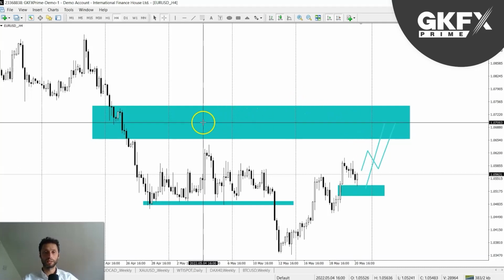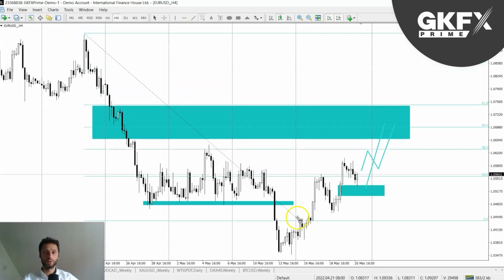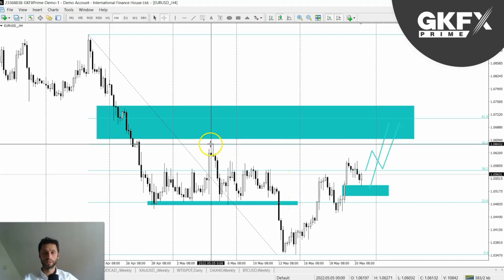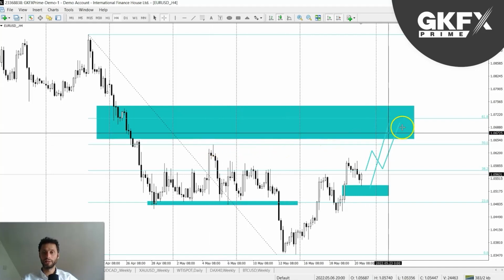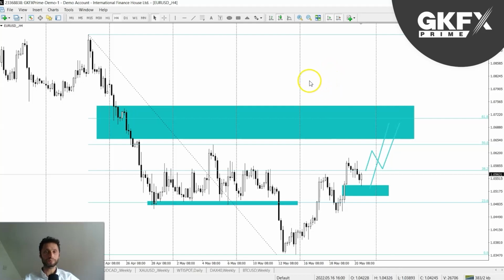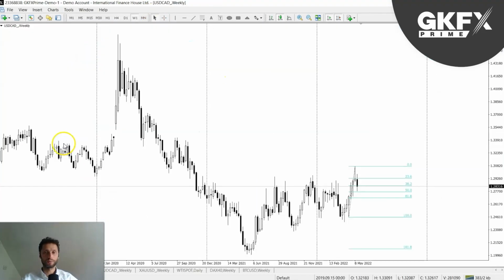So once the market gets here, we'll see what happens. It'll be a retracement of this whole move right here. So we've already been here at the 50 level. I'll be looking at the 61.8 Fibonacci. So that's the outlook on the euro dollar. Then let me move on to another major, the dollar CAD.